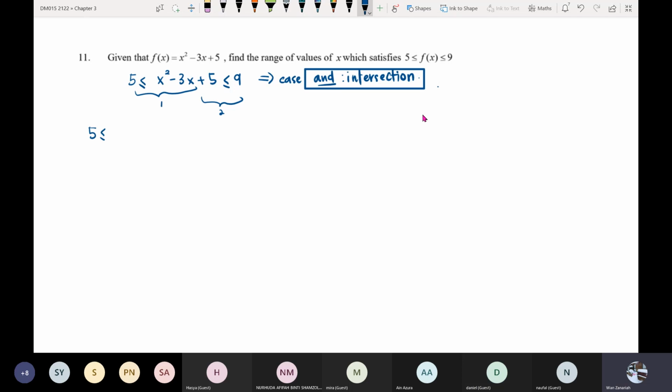Ada bunyi nafas cikgu kan? Tak ada pun ada. Ada sikit-sikit. Okay, you unmute dulu mic tu. Sorry, you mute. You all semua mute dulu mic. Okay, baru clear.